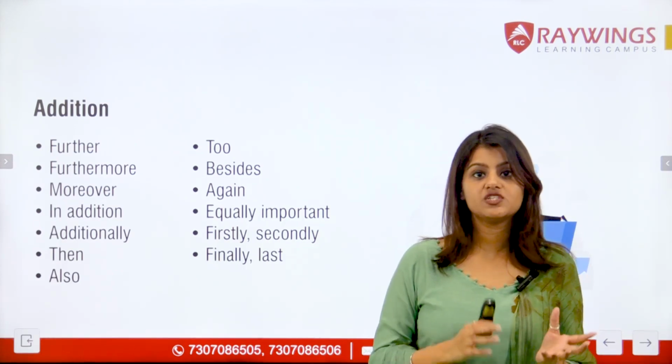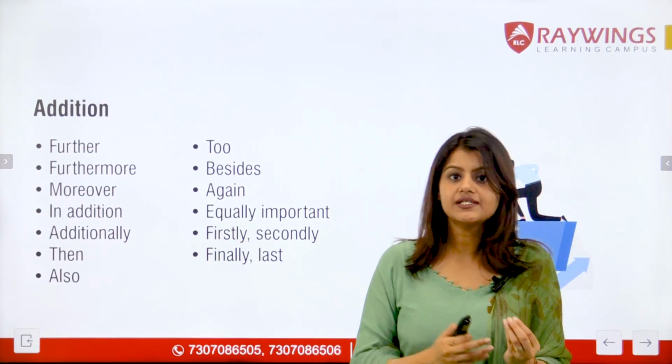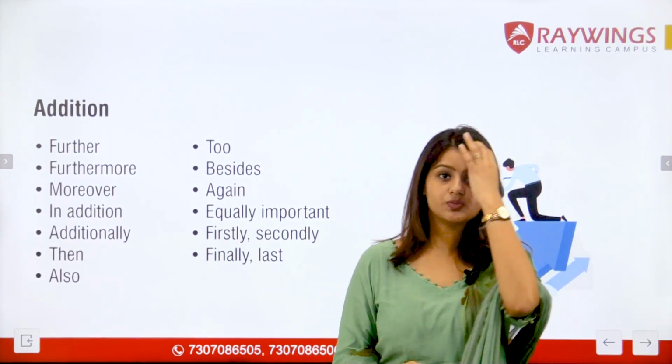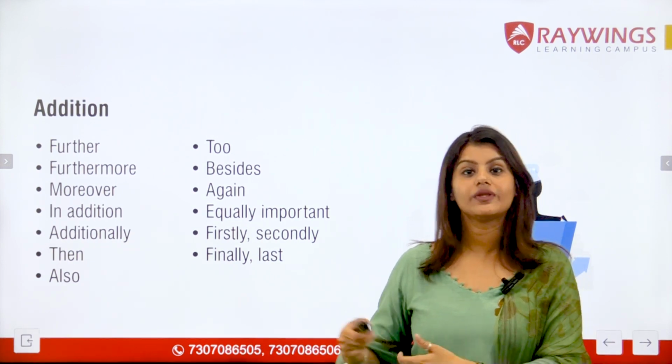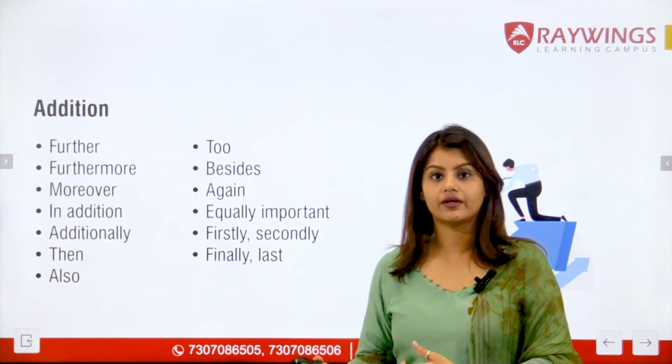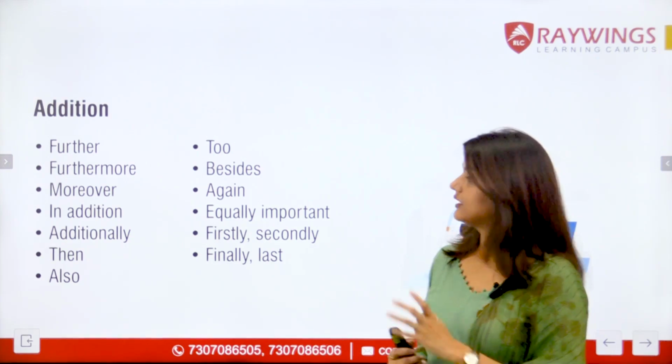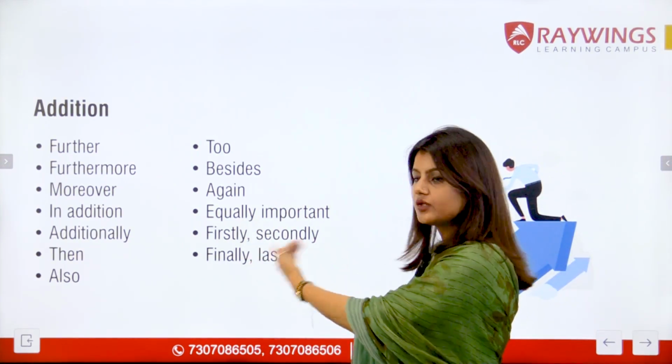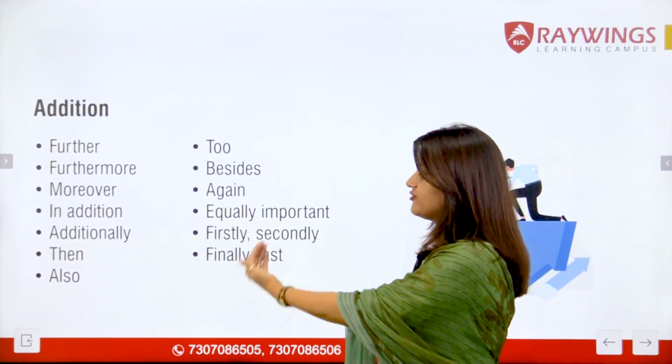Besides, so besides means again besides का meaning भी होता है एक और sentence, which means कि along with that, when you want to say something along with that, तो आप besides use कर सकते हैं. Then again, equally important, firstly, secondly, finally, last.